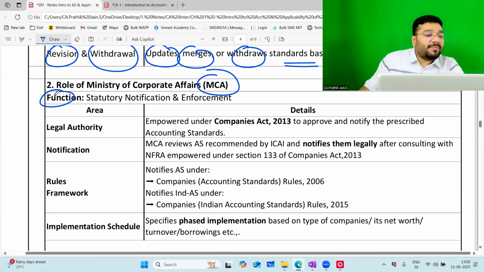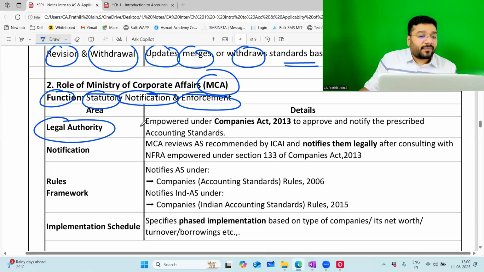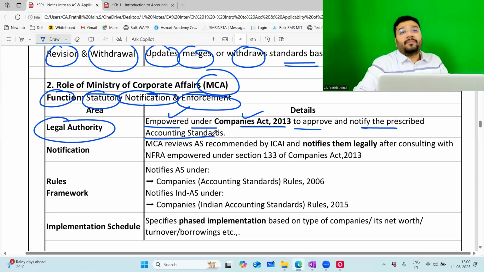So what is the function of MCA? They have the statutory function of notification and enforcement of the accounting standards. They have multiple functions. I'm talking from the point of view of accounting standards. Legal authority, empowered under Companies Act 2013. MCA under Companies Act 2013 is empowered to approve and notify the prescribed accounting standards. So the central government, through the Companies Act or the company law, that is the 2013 Act, has given this responsibility of implementing AS, and for that who has to notify? MCA has to notify. So MCA is the final authority to approve the accounting standard, which who has to follow?